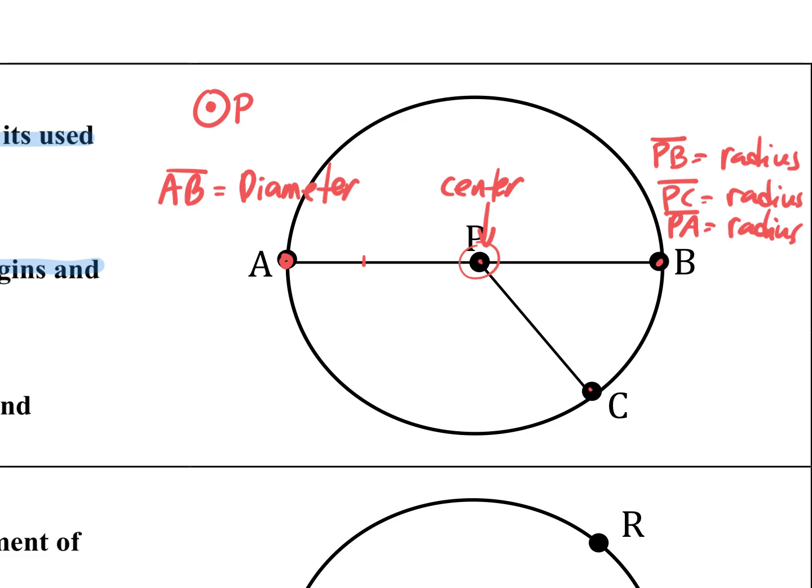Now, if you're looking at PBC, there is an angle that is forming there. This angle's name is angle BPC, the center one. The focus of this lesson is more on the central angle and the arcs of the chord. Let's not forget that this arc is called arc BC.